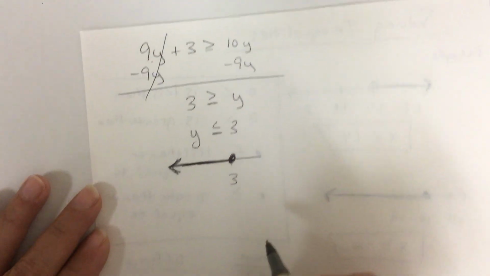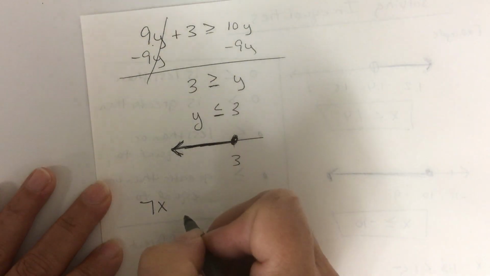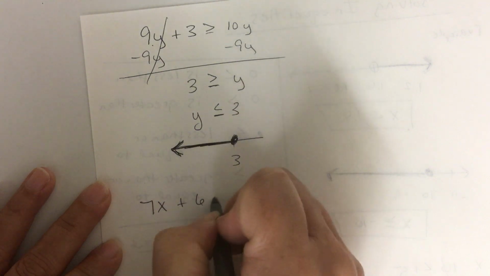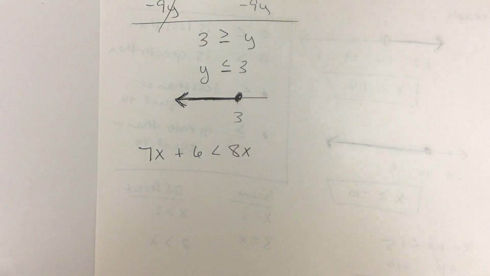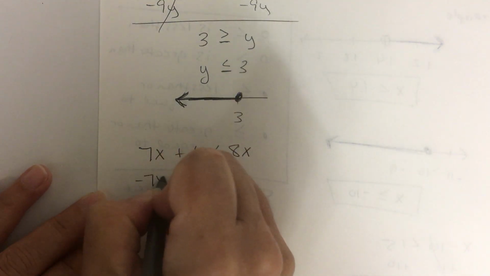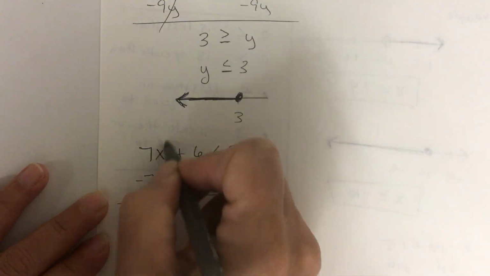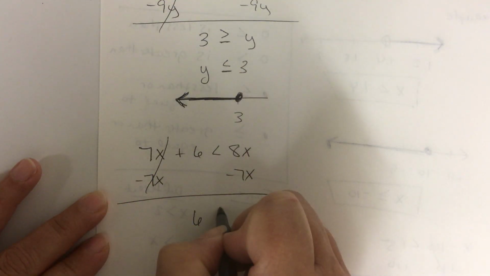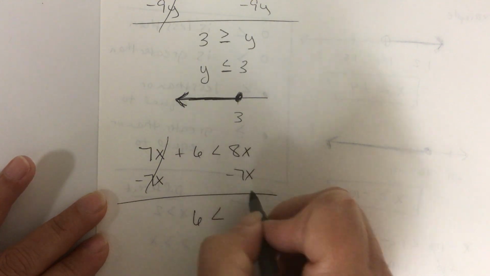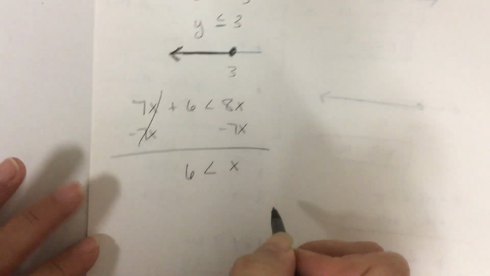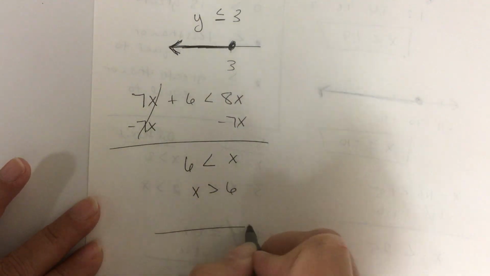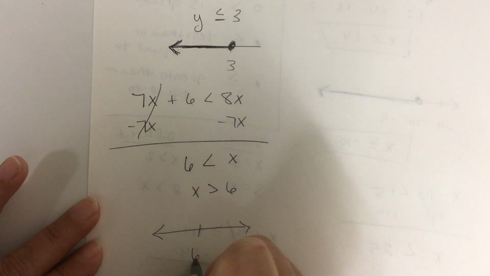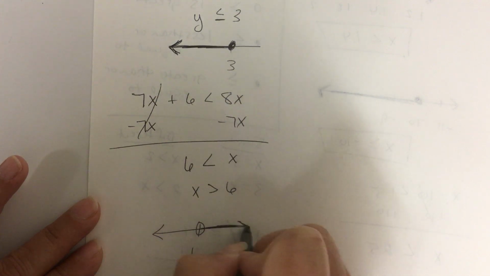Okay, next example, 7x plus 6 is less than 8x. Go ahead and pause the video and write that out. Work that problem. So then negative 7x is where I would start. Bring down the 6, bring down the less than sign. 8x minus 7x is 1x. Again, if 6 is less than x, then x is bigger than 6. If you graph that, open circle, shaded to the right.